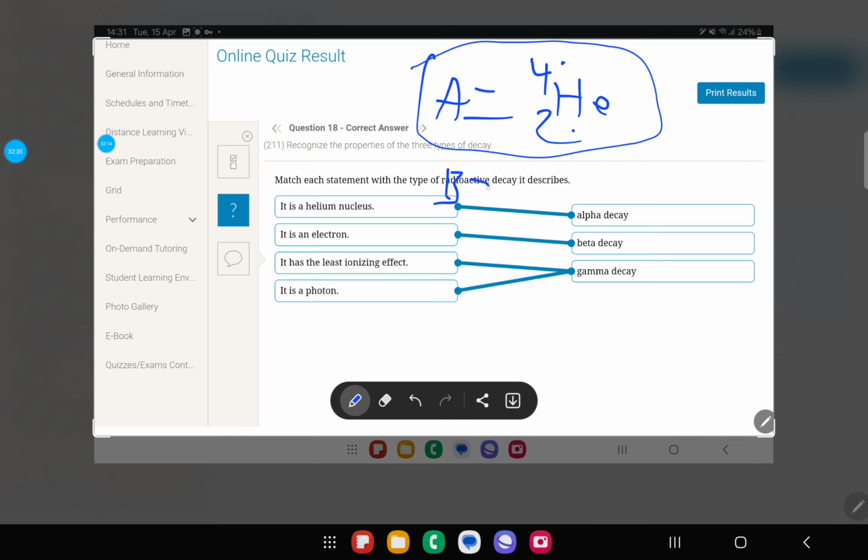Now, for beta, we said it's 0, -1, E. E is basically electron, since beta is negatively charged. So just memorize it like this. E is electron.